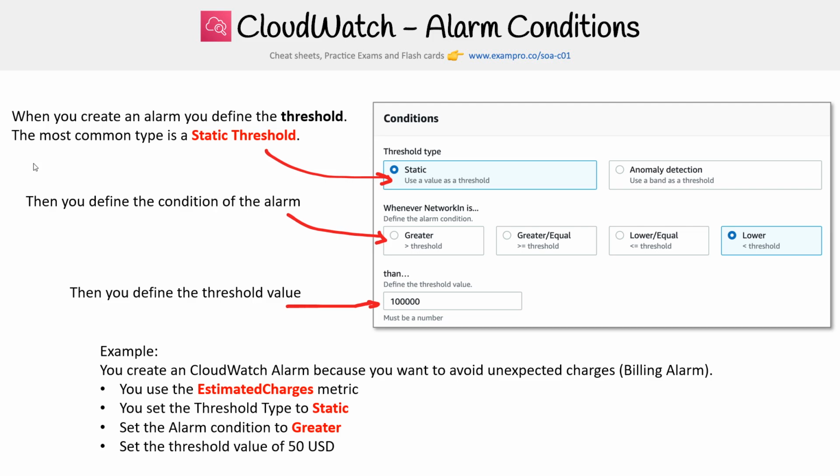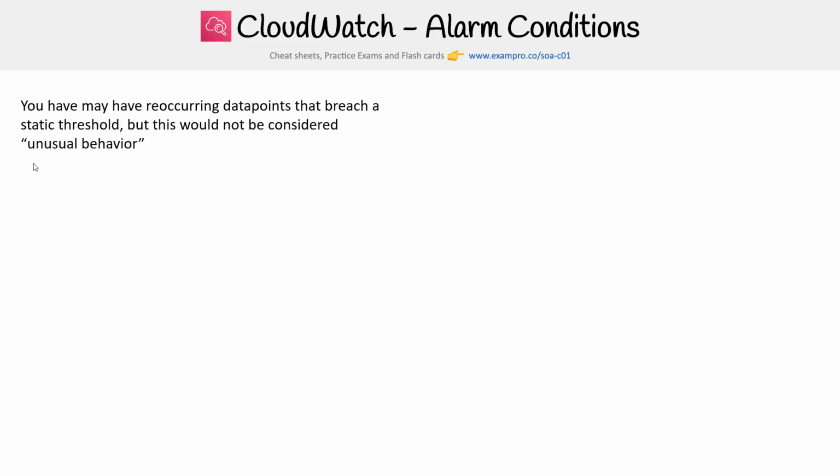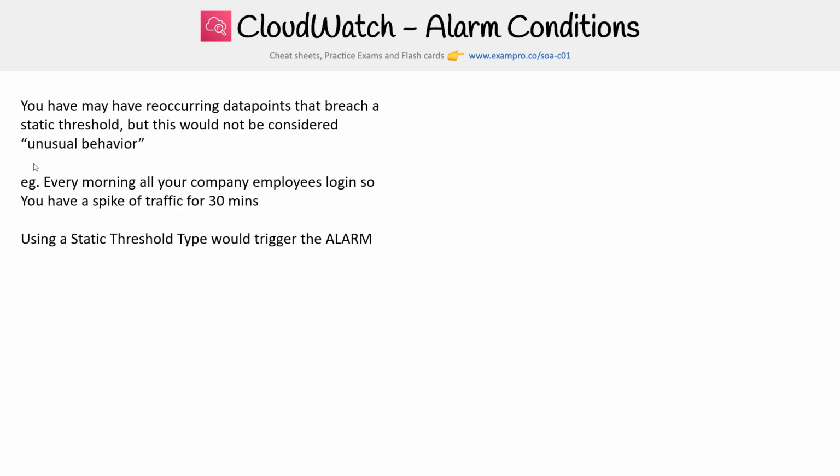Now let's go look at anomaly detection, which is a bit more complicated, but very, very cool. So let's say you have reoccurring data points that breach a static threshold, but this would not be considered unusual behavior. So imagine every morning all your company employees log in, so you have a spike of traffic for 30 minutes. So using a static threshold type, it would trigger an alarm. But the thing is that the state would technically be a false positive.